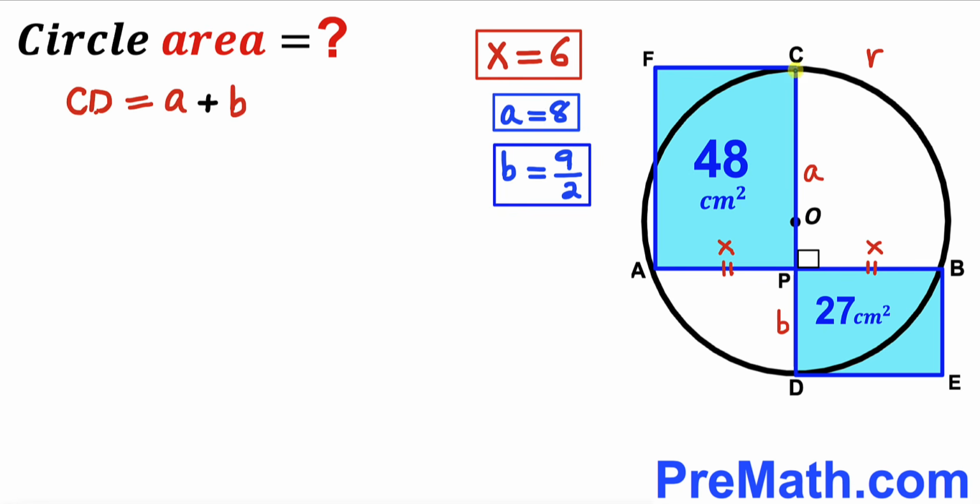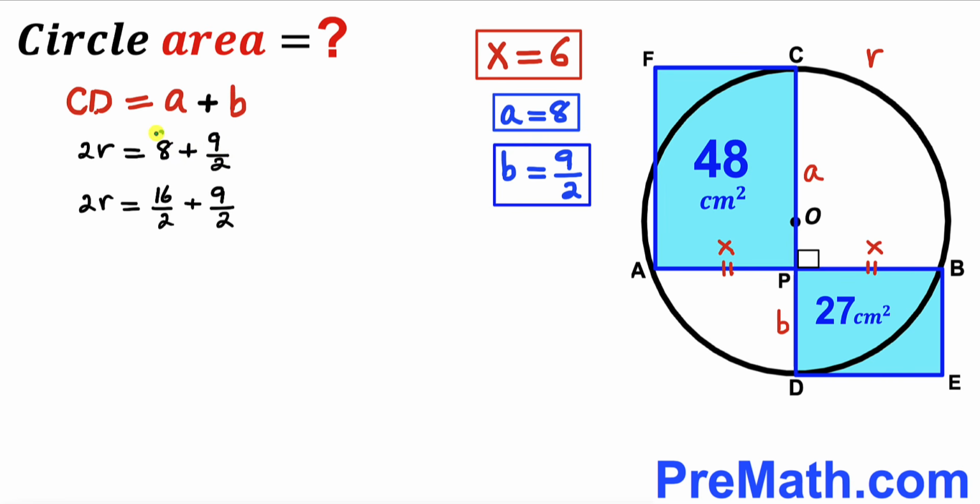And now let's make an observation. We can see that this whole diameter CD is going to be equal to the sum of these two segments A and B, as you can see in this given equation. Since we know that this CD is the diameter, I'm going to replace that with 2 times r, the radius. And our A value is 8 and B value is 9 divided by 2. So therefore I can write 2 times r equals 8 plus 9 divided by 2.